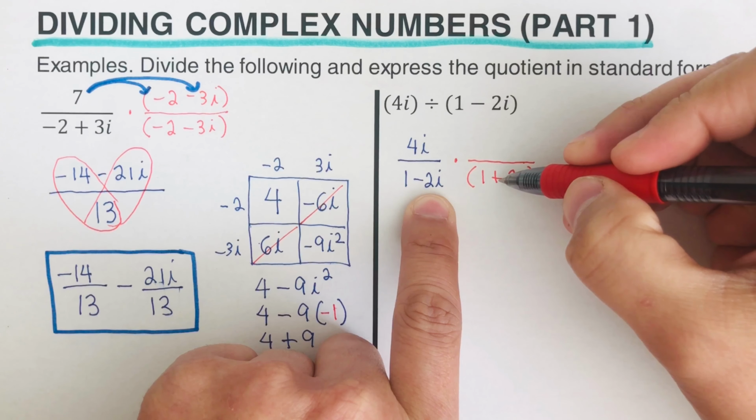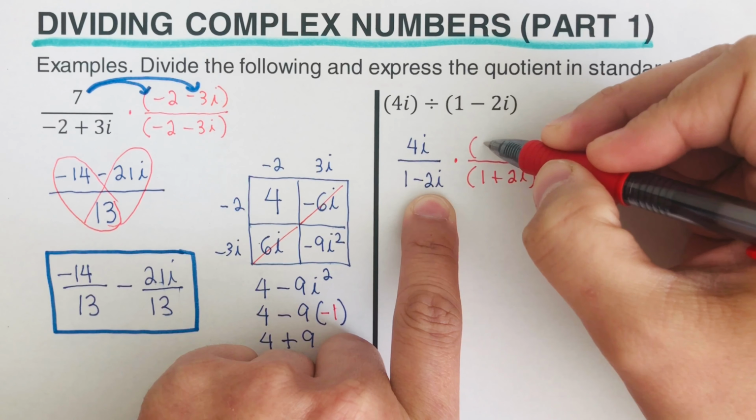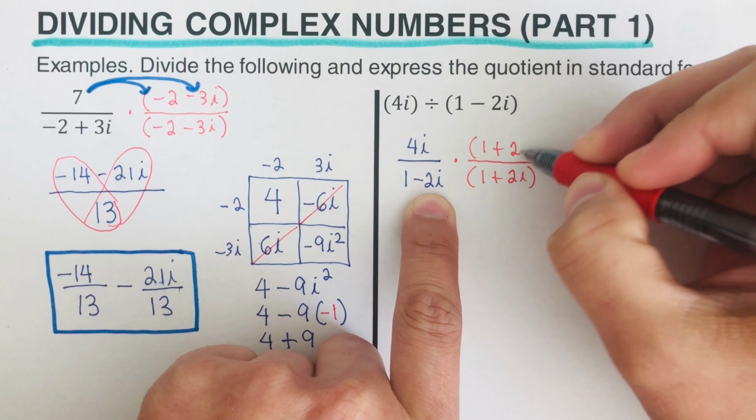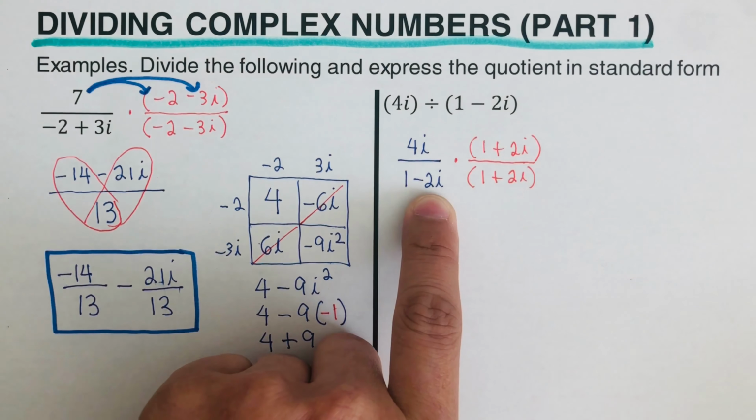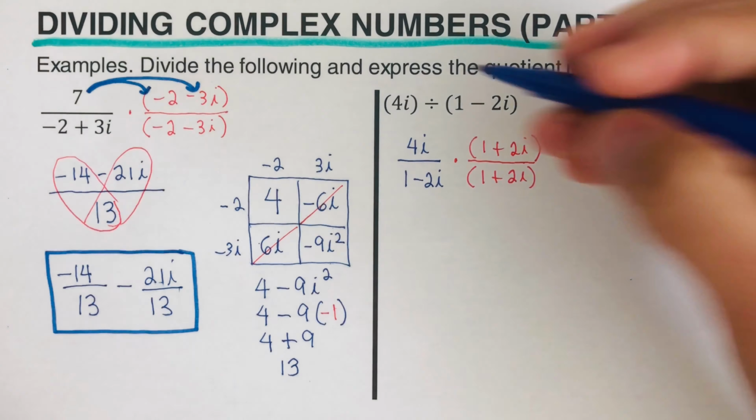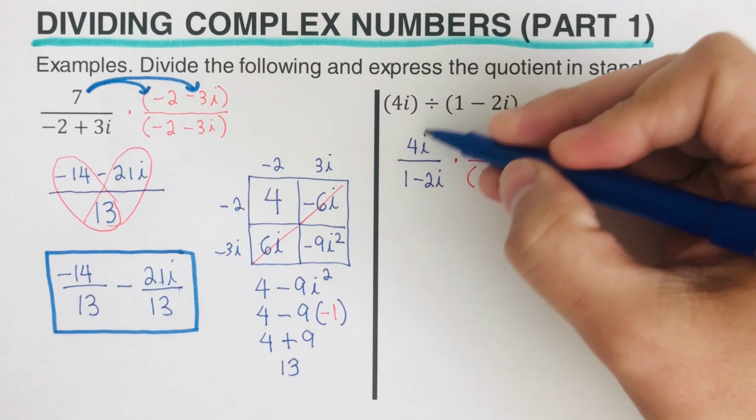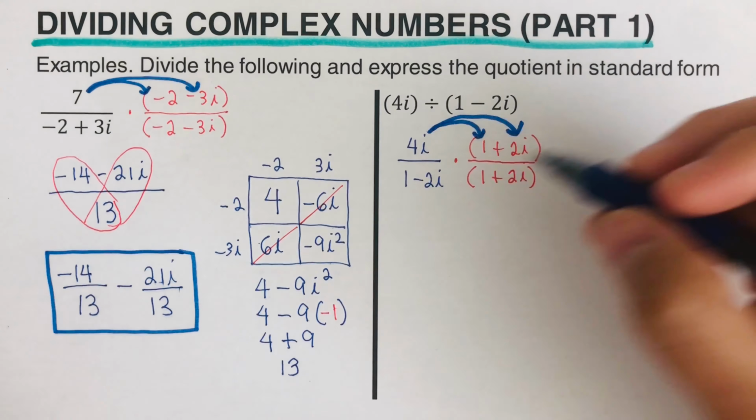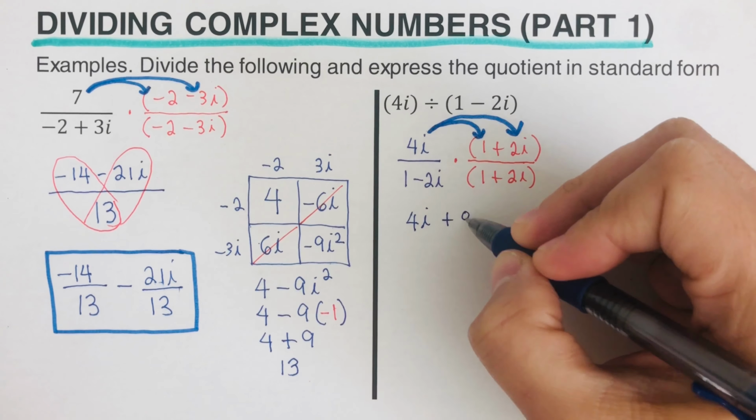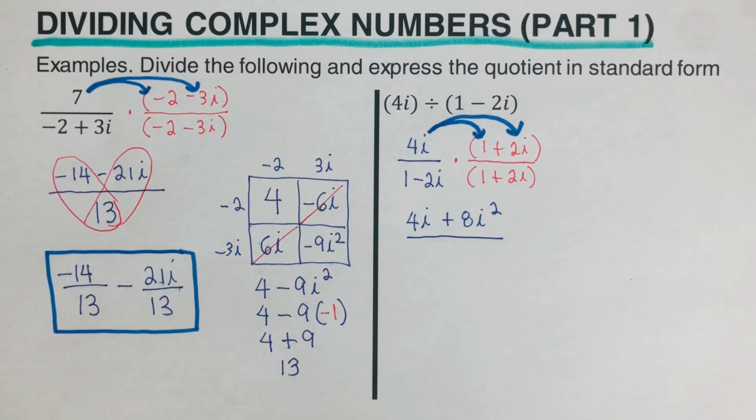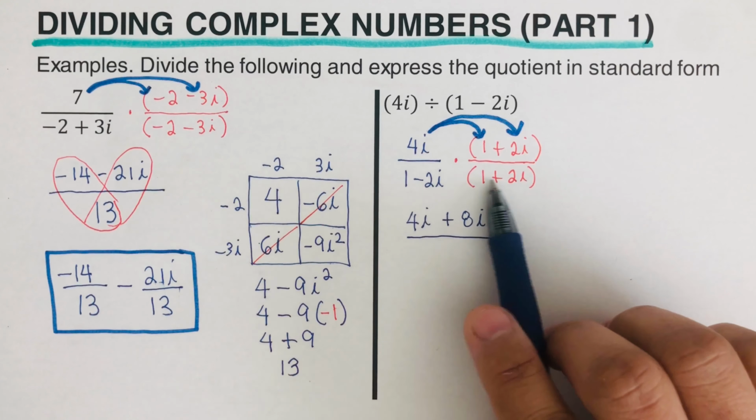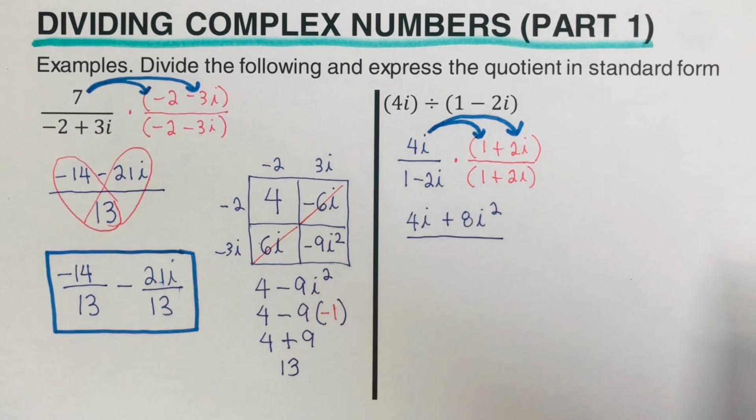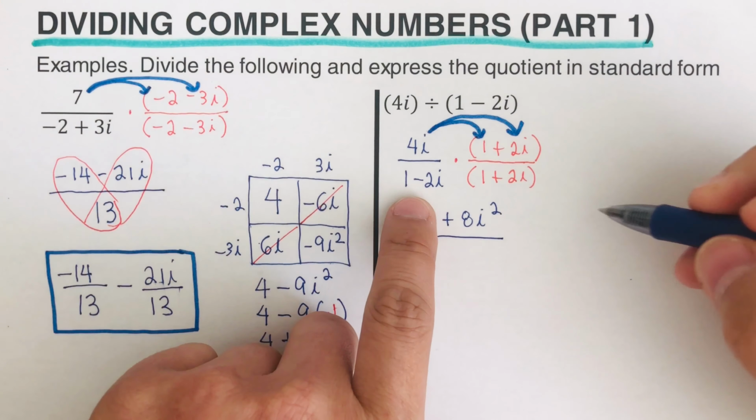So if I multiply the denominator, I multiply the top as well. So that would be 1 plus 2i. So then I go ahead and distribute this 2, this 4i, to each of the terms. Okay, so then I will have to multiply this using the area model.